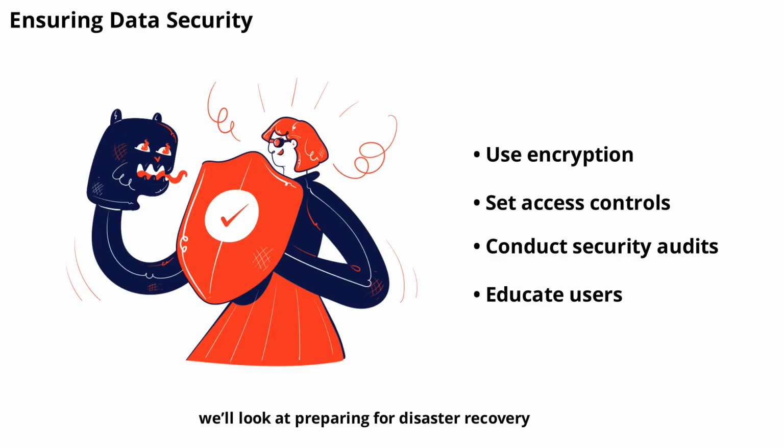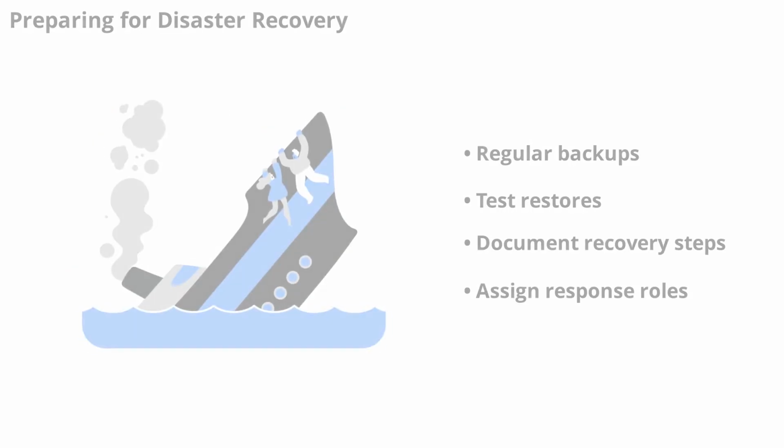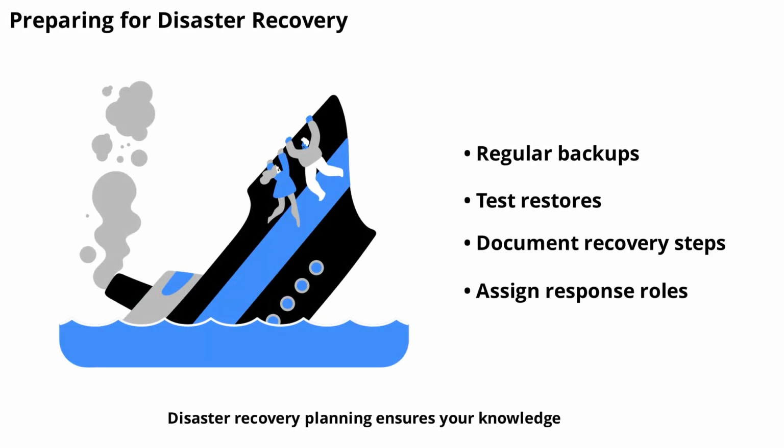Next, we'll look at preparing for disaster recovery. Disaster recovery planning ensures your knowledge assets are safe in case of emergencies. Set up regular backups, test restore procedures, and document recovery steps. Assign roles for disaster response, and communicate the plan to your team. Being prepared minimizes downtime and data loss.